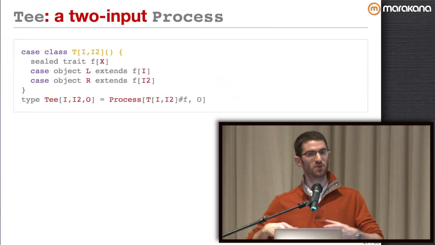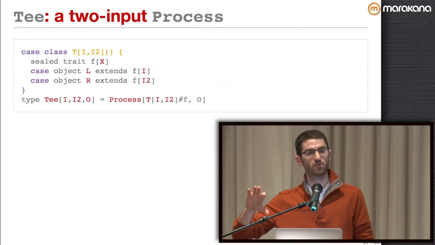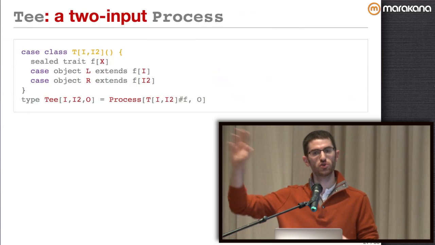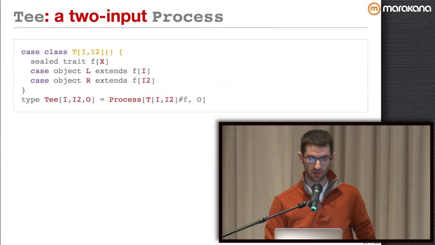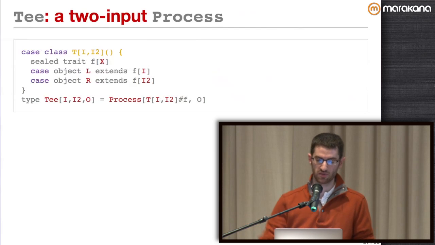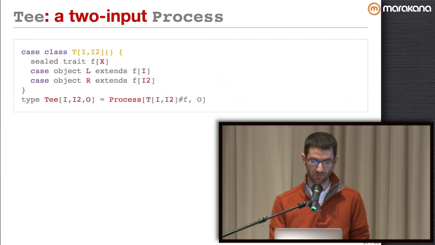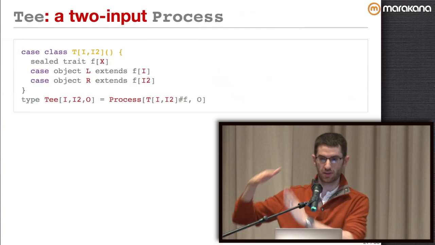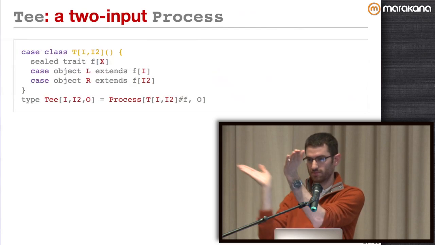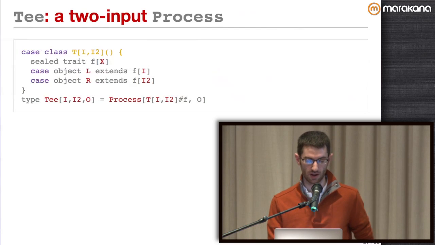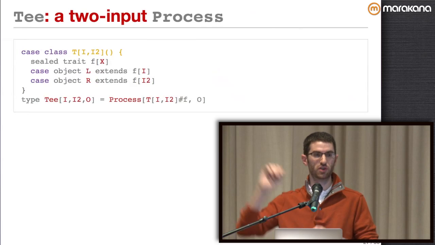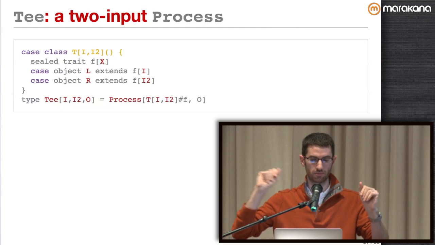Now that we've used that trick, we could craft an environment which allows us to make requests from one of two possible input streams. This is a request type that allows us to request a value from the left, which is going to have type I, or request a value from the right, which is going to have type I2. We're going to call this a T because, the shape of the letter T, it's combining two different things into one. We can define this as a nice little type alias. So this is a process which could make requests from one of two possible input streams.